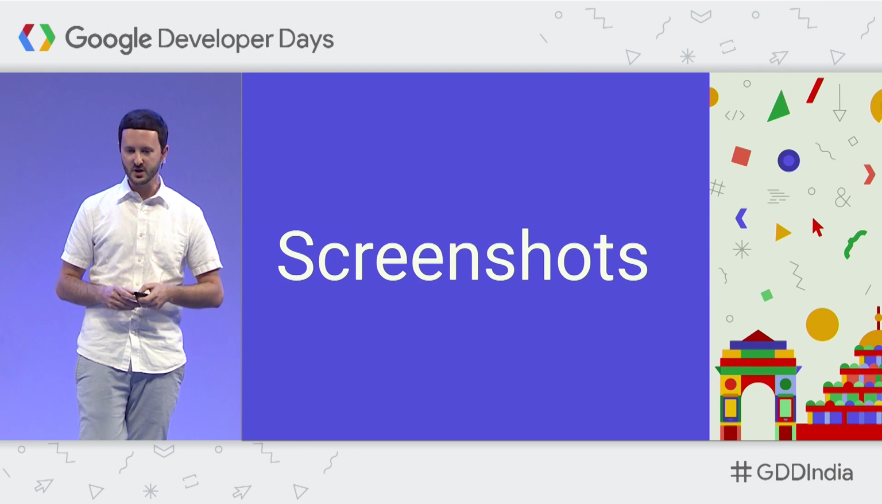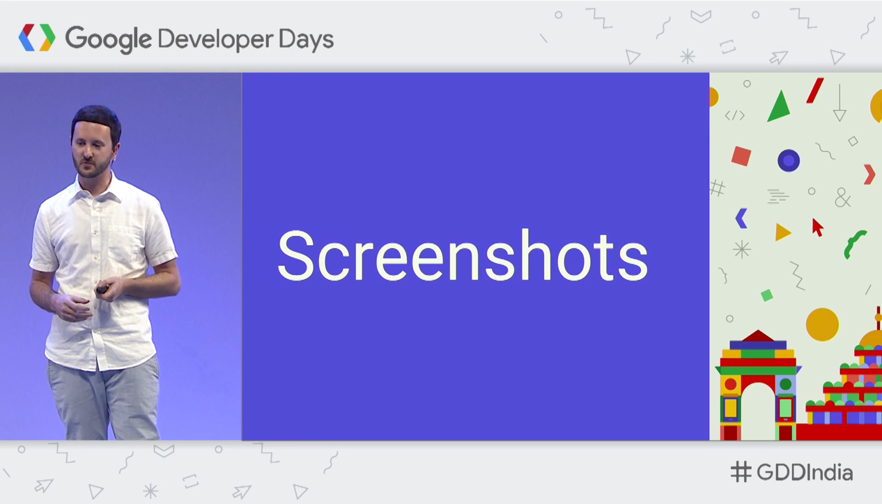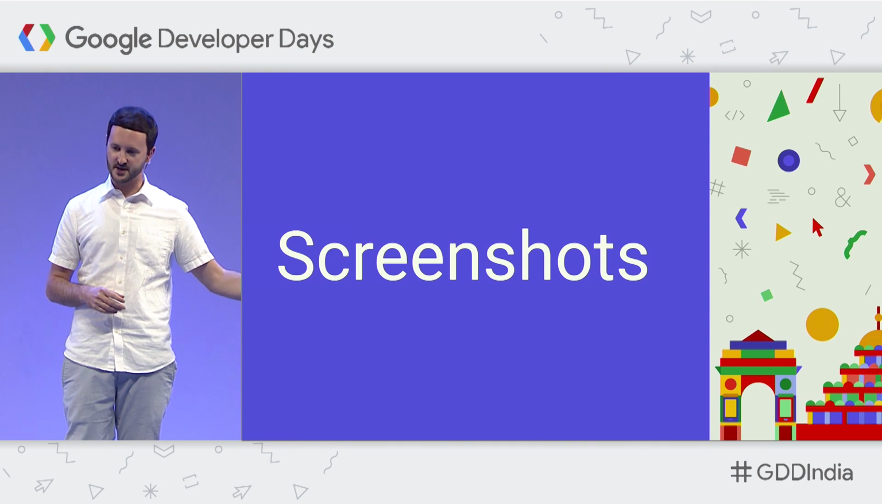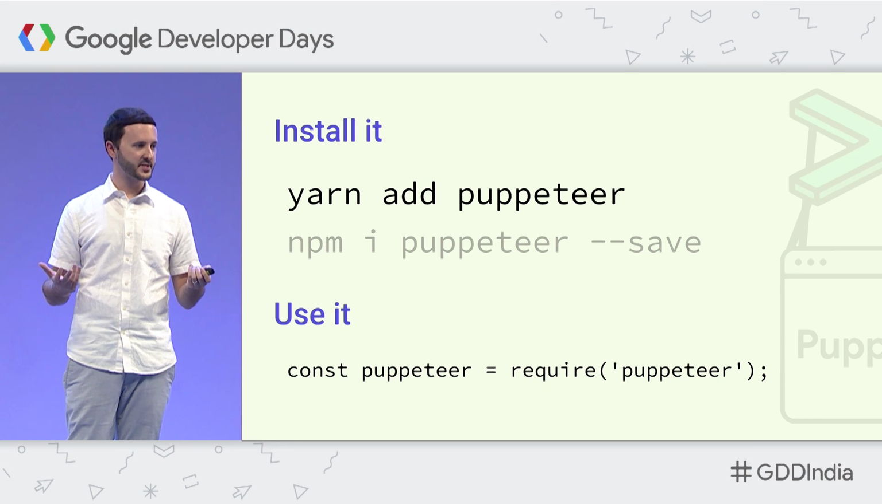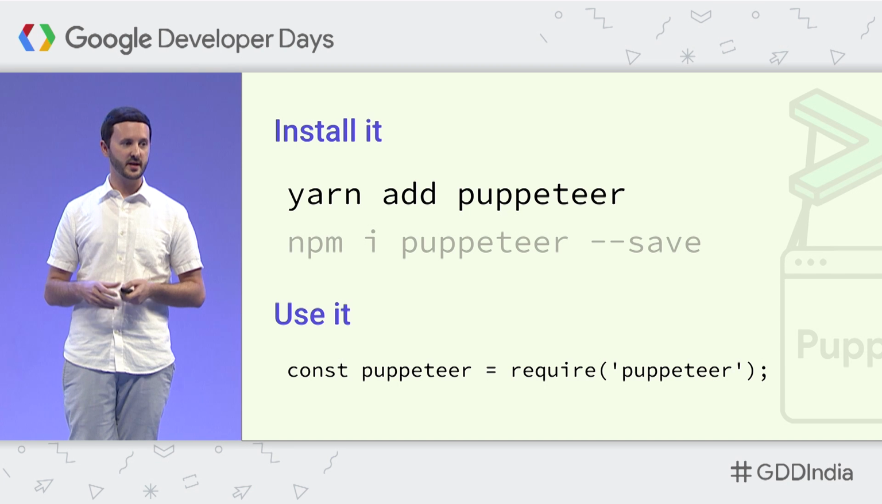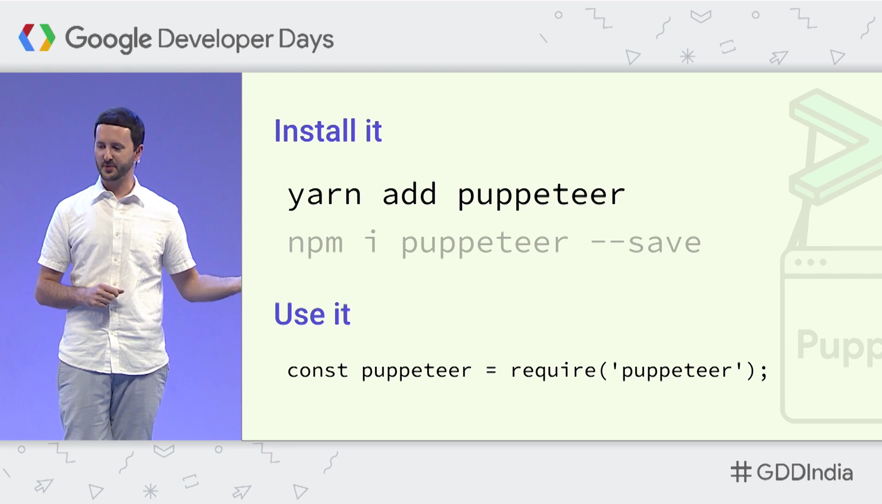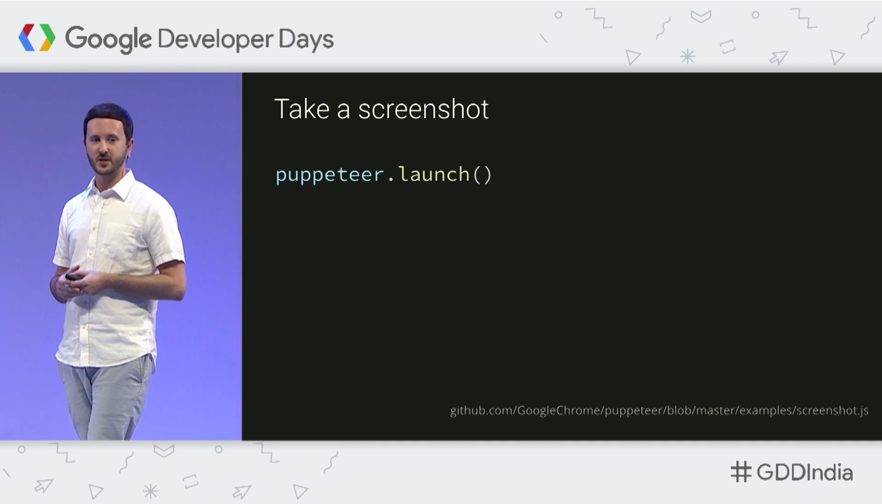So what can you do? Well, the first thing a lot of people do is take screenshots of their page. You can do that with Puppeteer's APIs. Of course, the first thing you need to do is go grab Puppeteer off NPM. You can use yarn or NPM. Just install Puppeteer locally. Again, it's going to bring down a version of Chrome, and you can require it inside of your Node application.